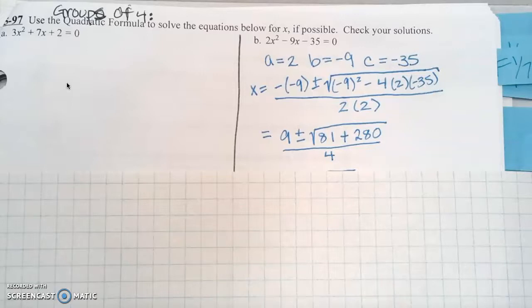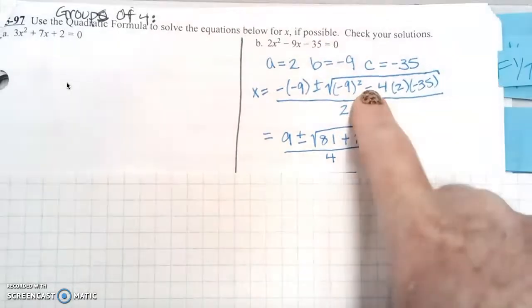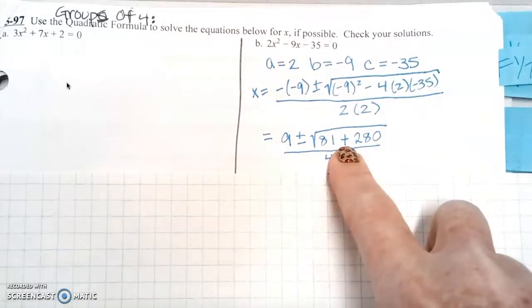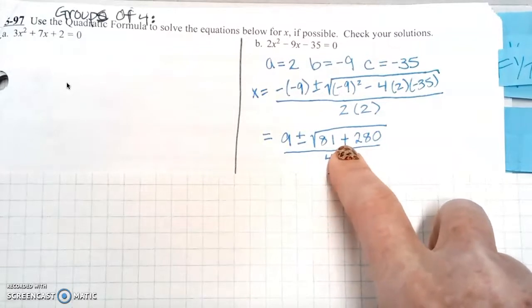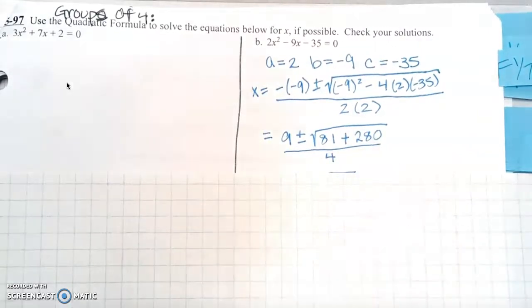If you need to use your calculator for that part, that's fine. Negative 9 squared is 81. And then we have minus 4 times 2 times negative 35. Because we have a negative and a negative, it ends up being plus. Okay, but it very well could have been minus. So just watch your signs.